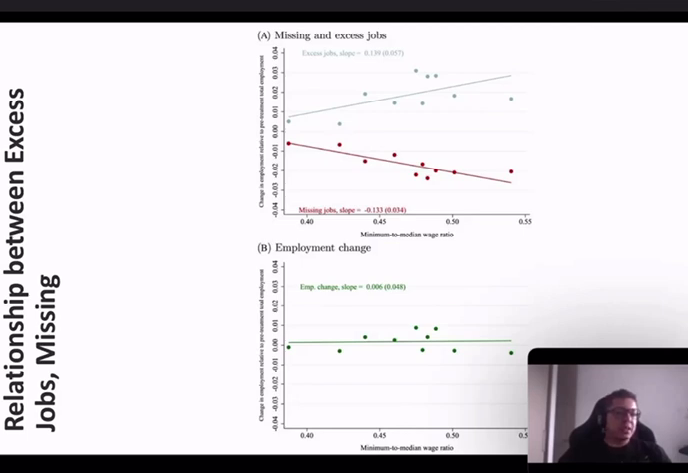In addition to the different methods, the authors employ a bunching approach, which refers to the concentration of jobs around the new wage level after a minimum wage increase. This method allows for observing how employers adjust their wage decisions, affecting the distribution of jobs. This graphic shows the binned scatter plots for the missing jobs, for excess jobs, and total employment change to the value of the minimum to median wage ratio for the 130 event specific estimates.